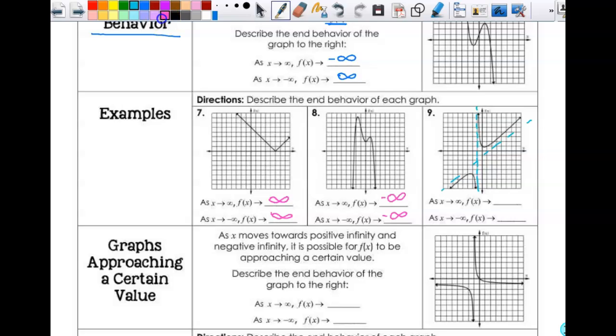This is called end behavior. I do not care at all what is happening right here in the middle. Don't care. Don't look at it. We're looking at the end behavior. So as x gets bigger and bigger and bigger, y is doing what? Getting bigger and bigger and bigger, so we're going to infinity. And then as x gets smaller and smaller and smaller, y is getting smaller and smaller and smaller, and that's becoming negative infinity. Okay, does that make sense to you?